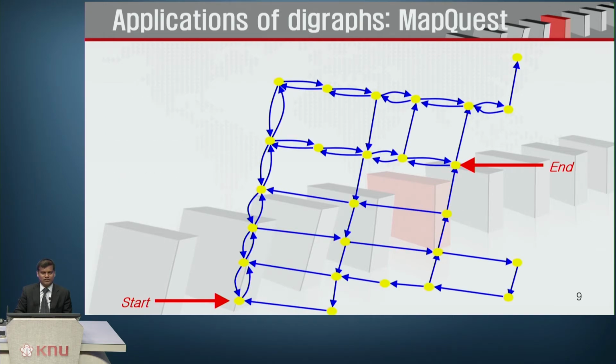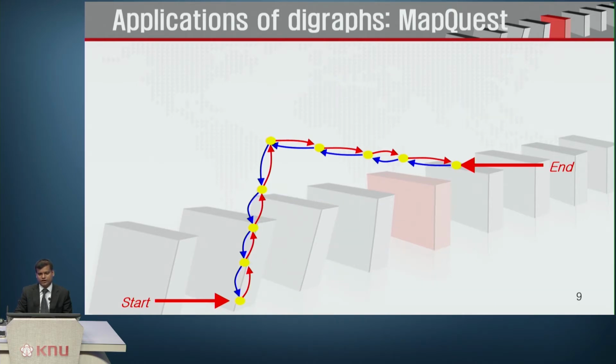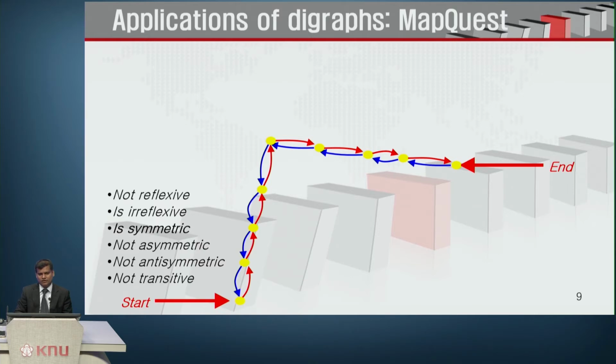Now let's examine any other properties that would come up. Let's see if we take this route from start to finish. Here it is. It's not reflexive. It is irreflexive. It's not reflexive because there is no loop, and it is irreflexive because there is no loop.